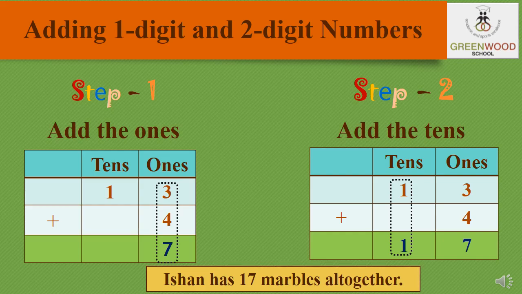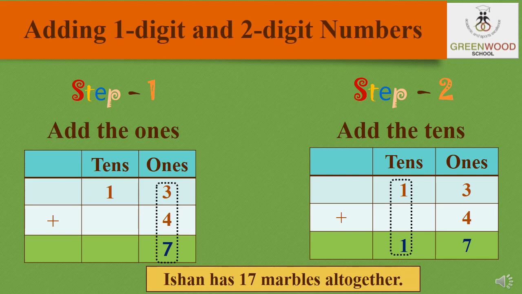So first we will add 3 plus 4. 4 bigger number in mind, 3 smaller number in fingers. Start counting after 4. 5, 6, 7. So 3 plus 4 is 7.